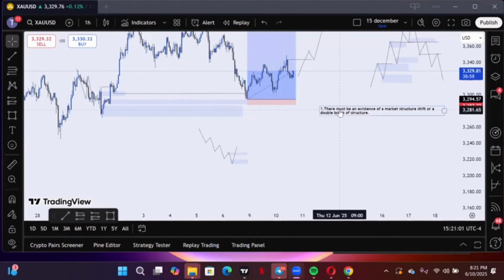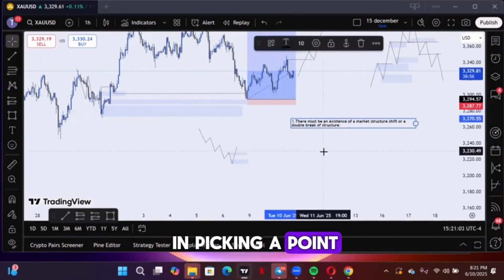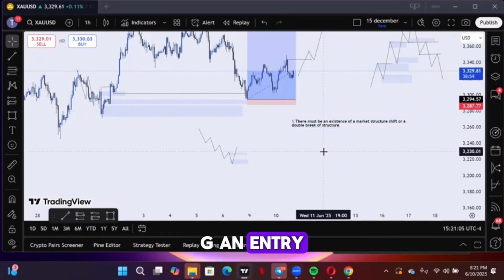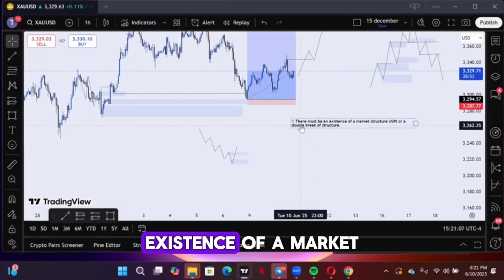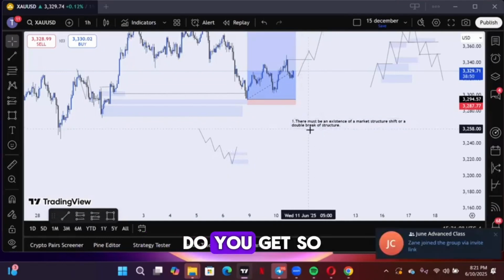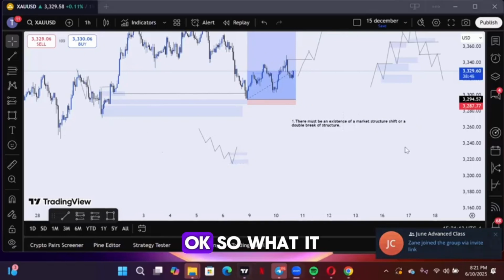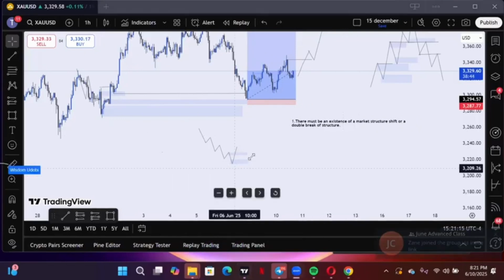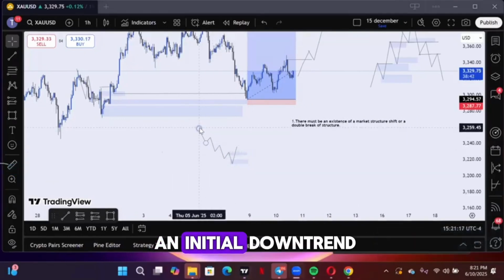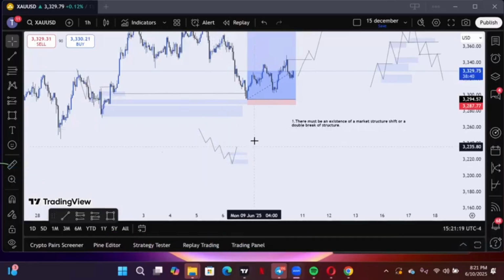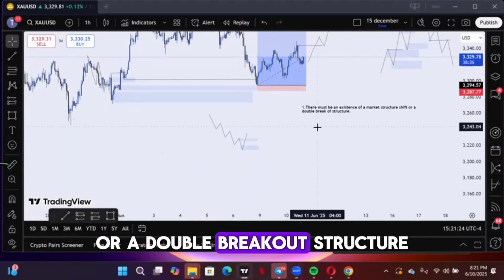I said that the first rule in picking a point of interest, the first rule in picking any entry, is that first of all, there must be an existence of a market structure shift, or a double breakout structure. So what it means is that if you have an initial downtrend, you don't look for any POI or anything until the market gives you a market structure shift or a double breakout structure.